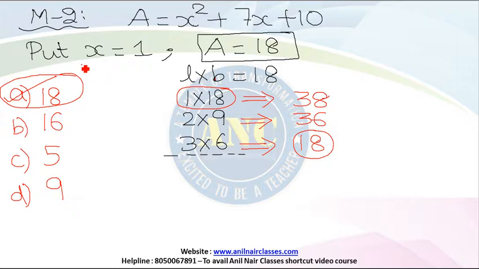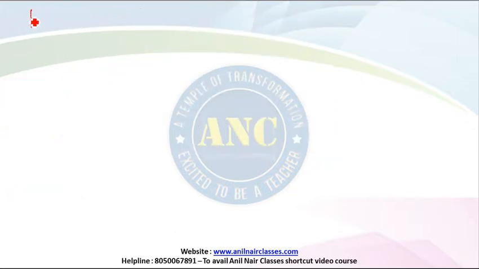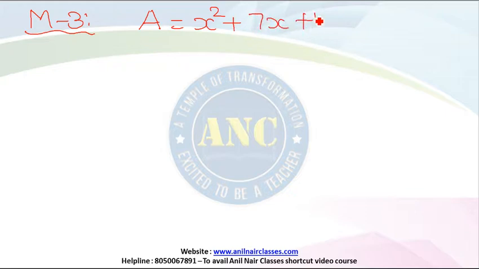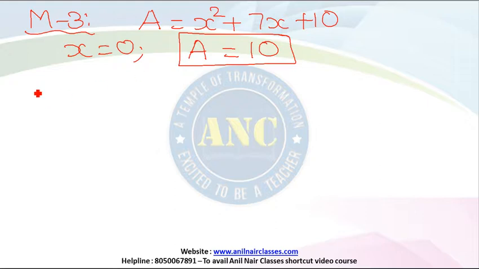Sir, you told x is equal to 1. You also said x is equal to 0 is another beautiful easy number to work with. Can you please show it and prove it? X square plus 7x plus 10 is the area. So if I put x is equal to 0, then area becomes 0 plus 0 plus 10. Area becomes 10. First of all, let me put all the answer options.